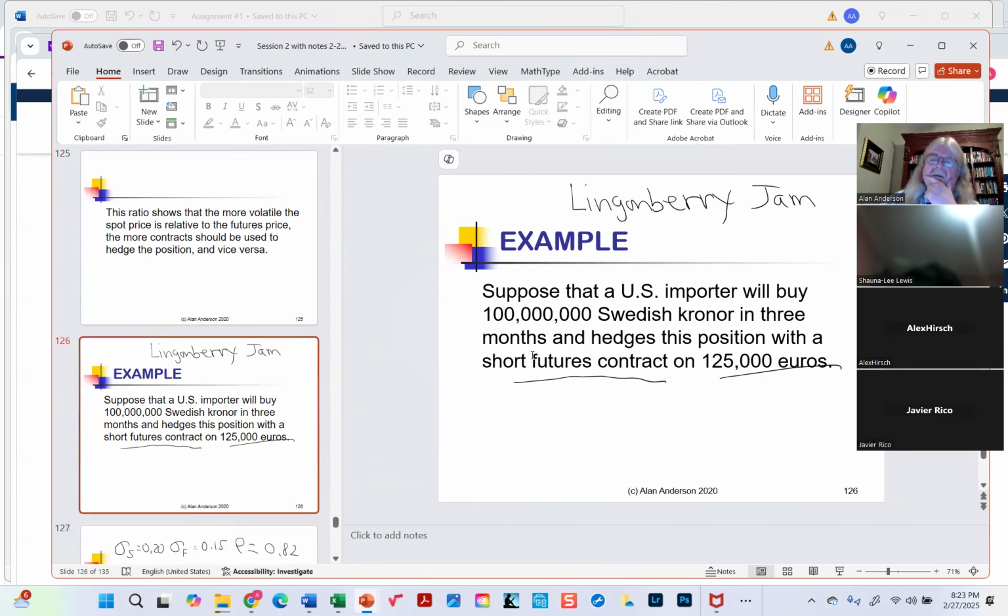So let's say, here we go. So imagine that an importer is buying 100 million Swedish kroner in 3 months, sorry, and then hedges this position with a short futures contract on 125,000 euros. Oh, I threw that up there in the top in case you're wondering, like, what would I buy from Sweden? How about lingonberry jam? Okay, that's one of Sweden's best products. And so I'm an importer. I sell that in my store, and I'm going to need 100,000 kroner in 3 months to buy more jam for my stores.